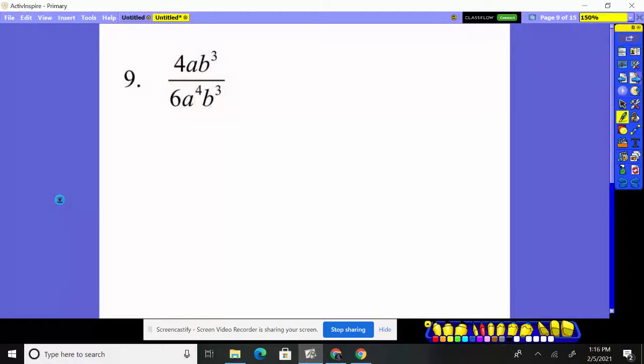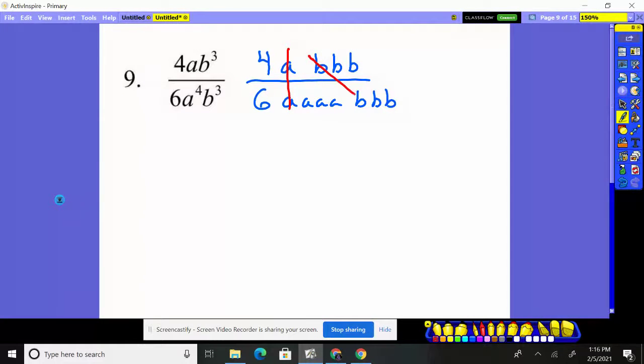So good, number 9. Up top, I have 4a, b, b, b. In the bottom, I have 6 a, 4 of them, and then some b's. Well, let's see. Those a's would be the same number, so it would simplify to 1. Those b's. Now, does anything else simplify?